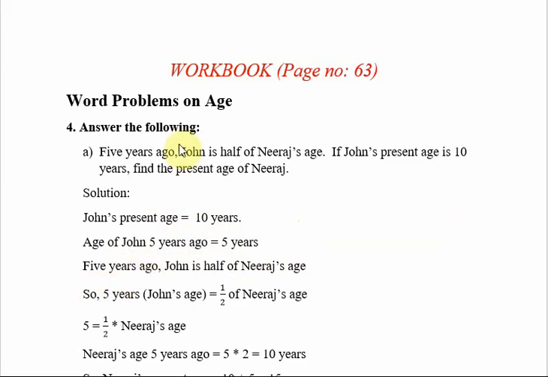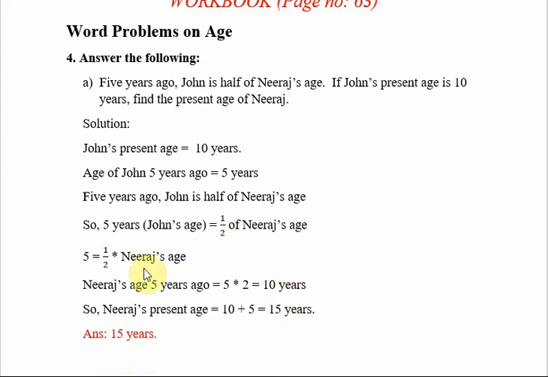It is given that 5 years ago, John is half of Neeraj's age. So 5 years is equal to half, and half we can write as 1 by 2 of Neeraj's age. That is 5 is equal to 1 by 2 into Neeraj's age. That means Neeraj's age will be double of John's age. How can we calculate? This 1 by 2 will go to this side and it will become 5 into 2. So Neeraj's age will be 5 into 2, that is 10 years. So Neeraj's age 5 years ago is 10 years, and John's age 5 years ago is 5 years.